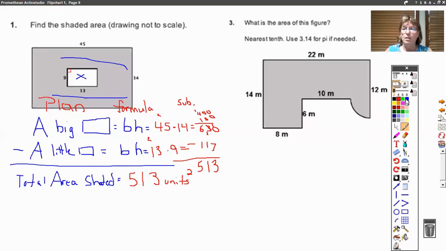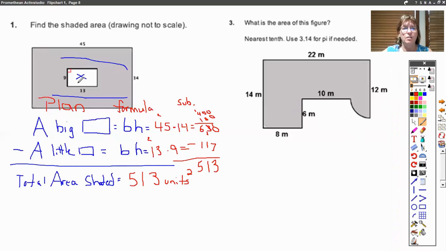Okay? So I'm going to come over here, I'm going to do that exact same thing. So this one's a little bit different. Instead of removing a shape, I have all these extra shapes. So the first thing I'm going to do is draw this on my paper, and then draw the other lines in so I can see all those shapes. And I see I have 3 shapes, right? So here's shape number 1, here's shape number 2, and here's shape number 3.